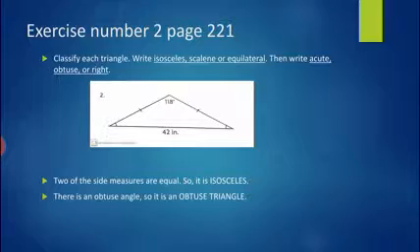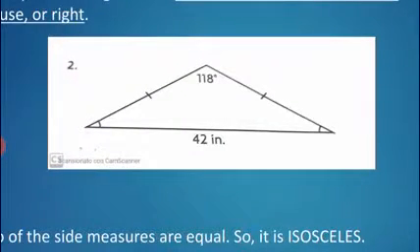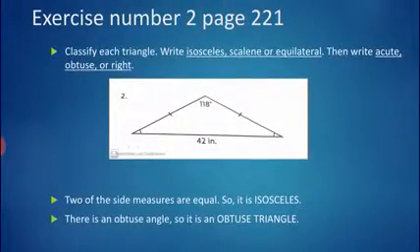Exercise number 2, page 221. We want again to write if it is isosceles, scalene or equilateral, and then if it is acute, obtuse or right. Here we don't have the measures of the sides, but we have two congruent sides because we have a line on them. So two of the side measures are equal.